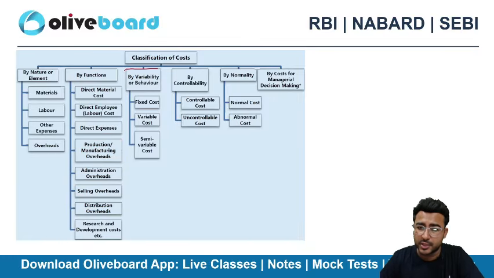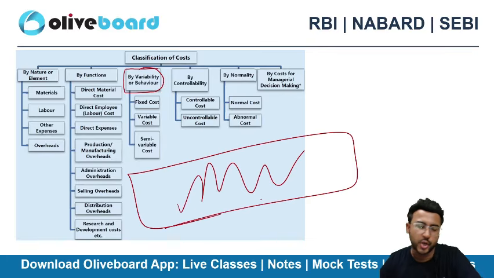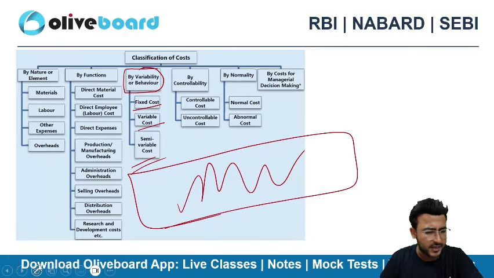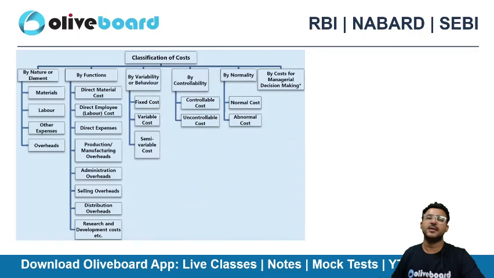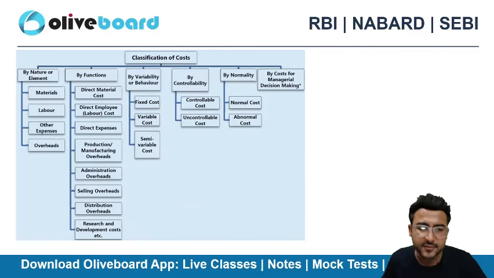Then we have classification on the basis of variability and behavior, whether my cost is varying as per my output or not. So as per the variability or behavior, I do have fixed cost, variable cost, and semi-variable cost. We'll definitely be having a discussion on these terms today itself. Now this is the examination question.